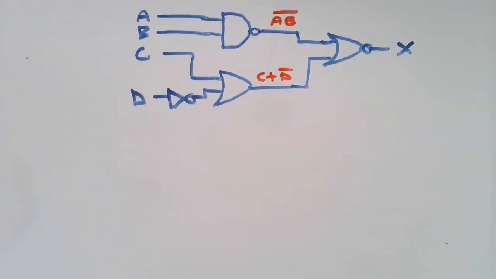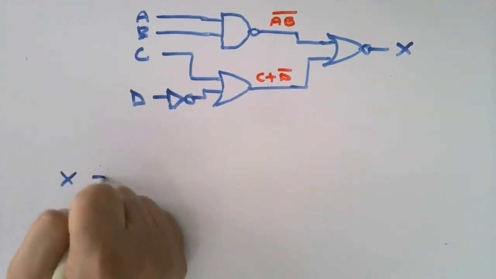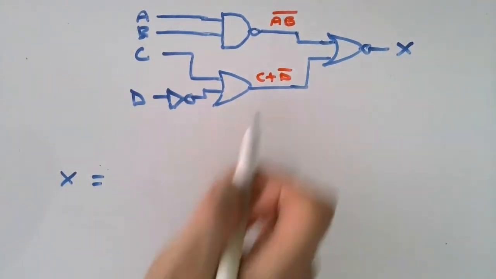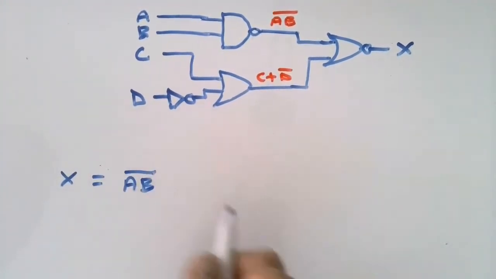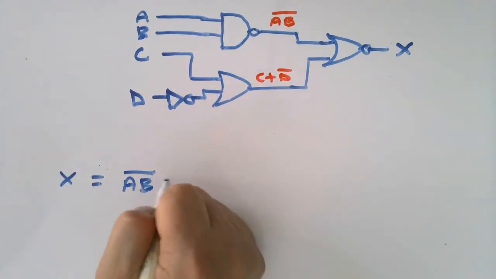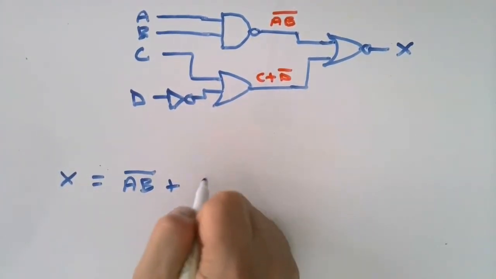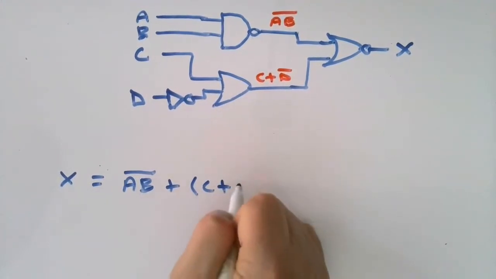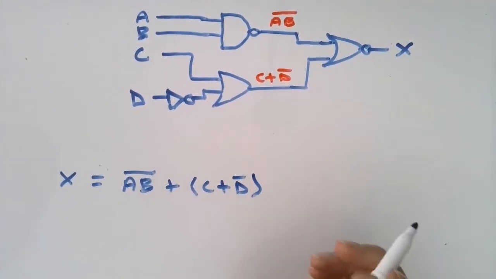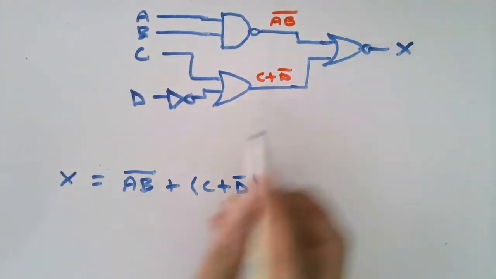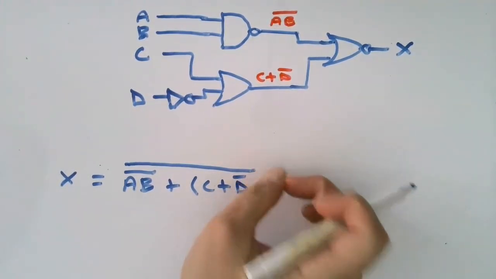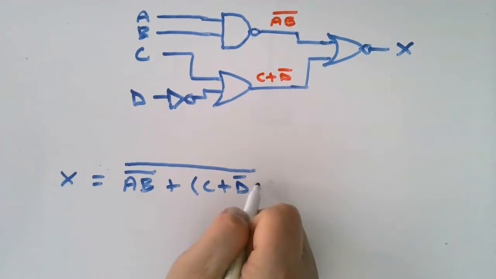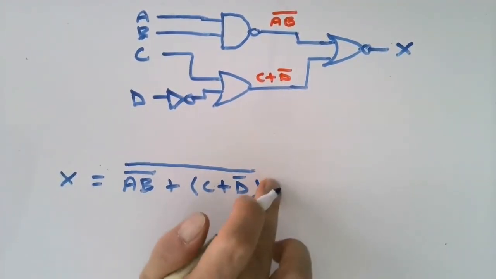Okay, so now we're going to convert this circuit into a Boolean expression. We're going to say X equals something here. In this case, we have A and B not, and it looks like at first we're going to OR, but we'll complement the whole thing, and then we have C or D not. That's that term. But because it's a NOR gate, we're going to have a bar over the whole thing, like that. Okay, so that is the expression for this circuit.